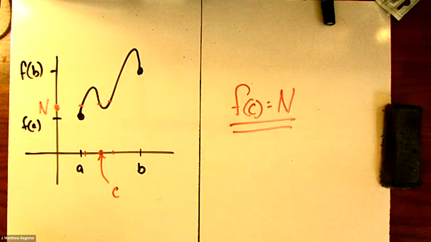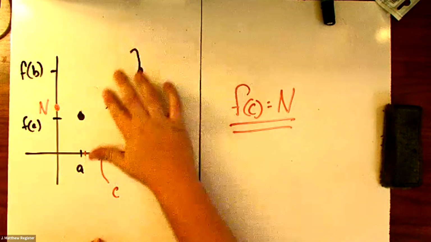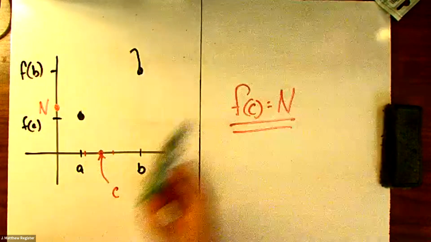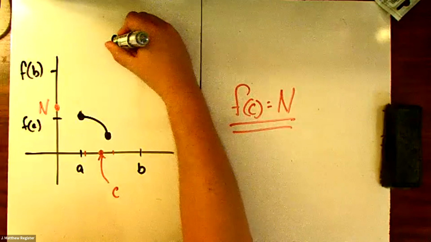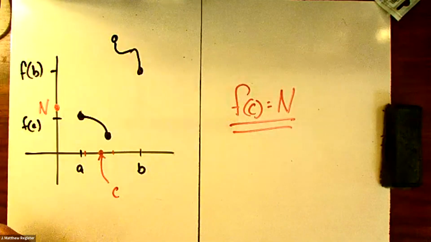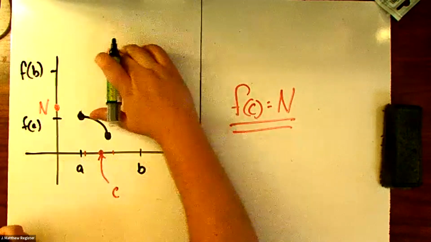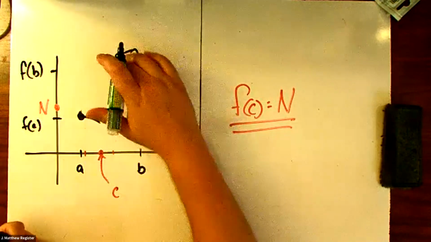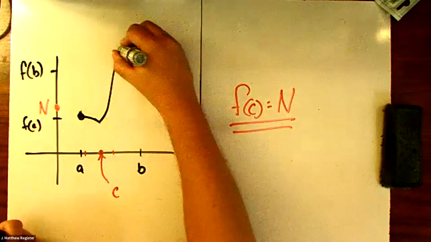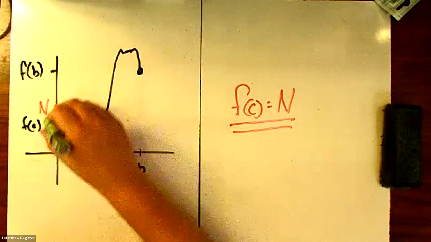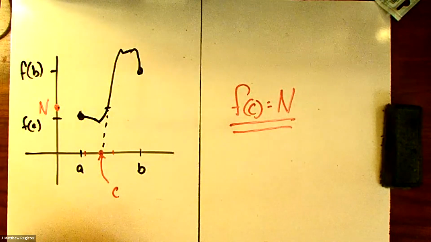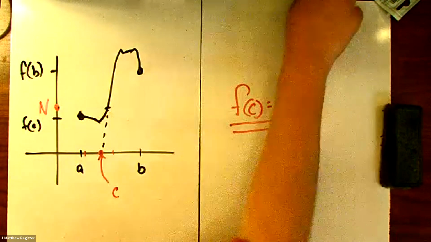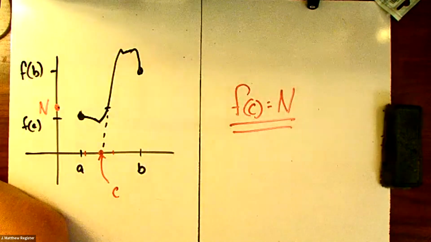The reason the continuity is required is because if this were a discontinuous function, something like this, well, then it's no longer true. If this function is continuous, though, well, there's got to be some way that it's going from here up to here. And at that point where it's crossing, that's going to be our c value. That's the big picture for the intermediate value theorem.